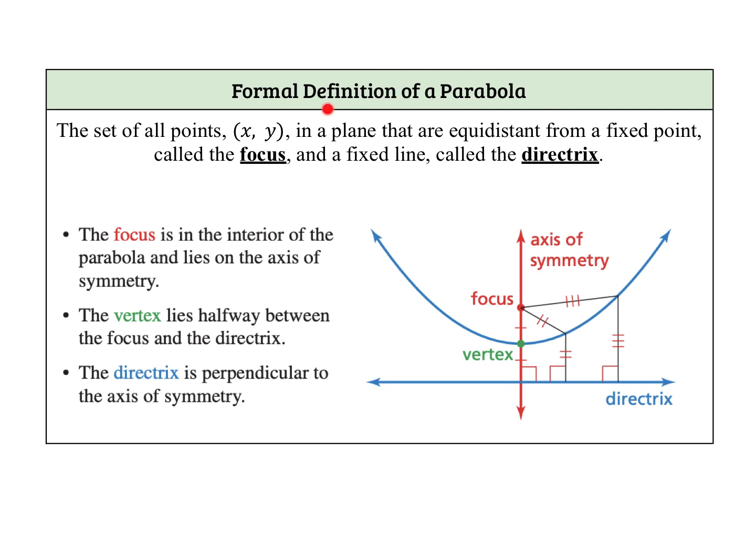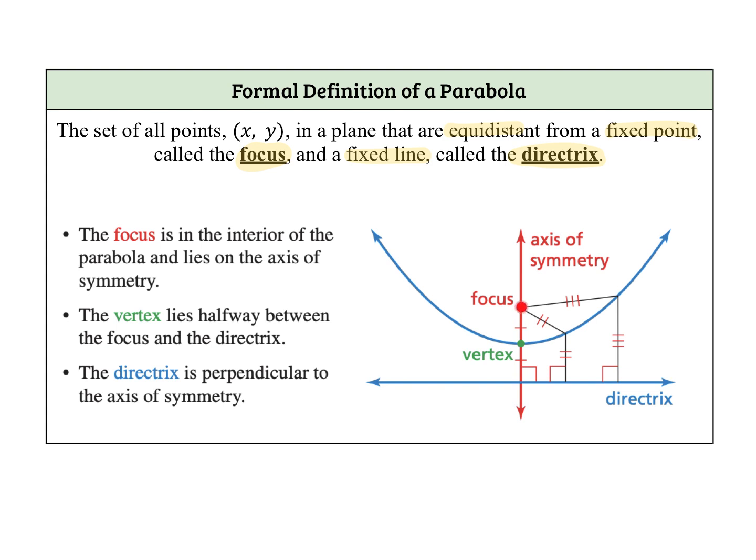So the more formal definition tells us that a parabola is the set of all points, so the xy coordinates in a plane that are equidistant from a fixed point, which we call the focus, and a fixed line, which we call the directrix. Okay, so to make sense of this, let's look at this parabola in the image right here. So you'll notice that this point right here, this is what we call the focus.